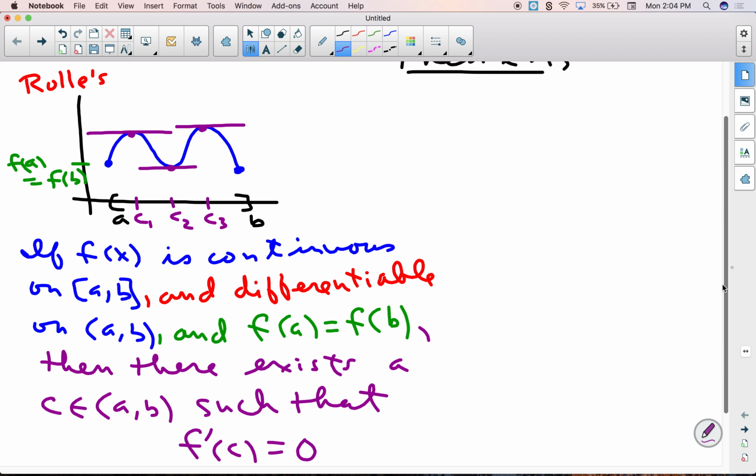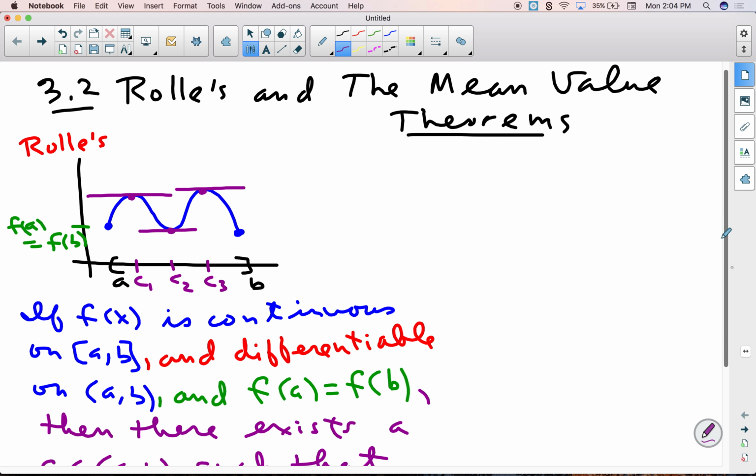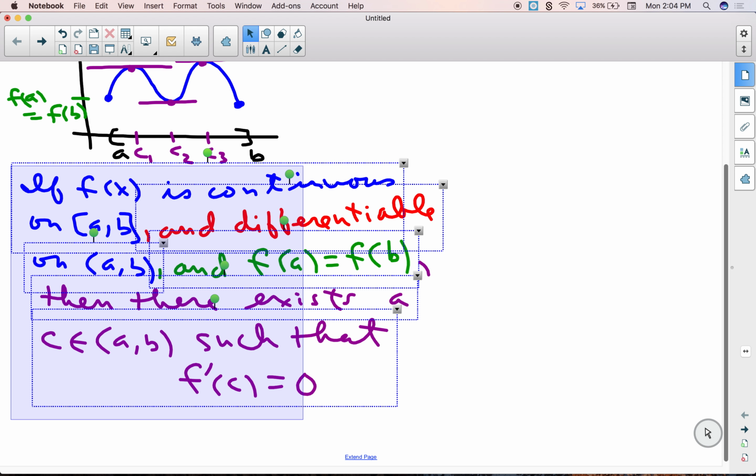We use Rolle's theorem in the proof of the mean value theorem. However, I know you like to see proofs, and I like to do them too. We just don't have the time. I'm just going to go ahead and give you the mean value theorem, and then we'll use it. I just want to take today on this section. I don't want to take more than a day on this.